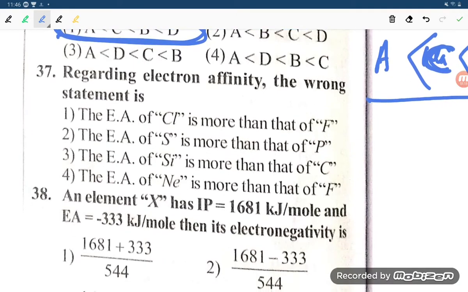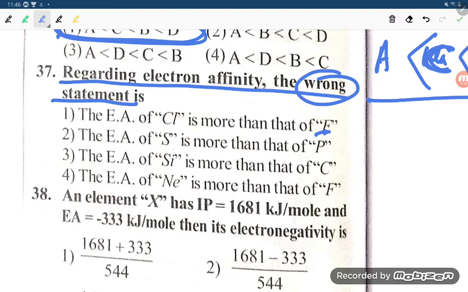Question number 37. Regarding electron affinity, which is the wrong statement? The EA of Cl is more than fluorine. Electron gain enthalpy, that is correct. Say EA of sulfur is more than phosphorus, that is also correct. EA of silicon is more than carbon. The EA of neon is more than fluorine.